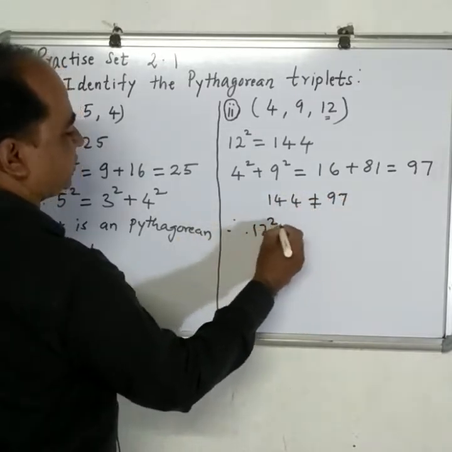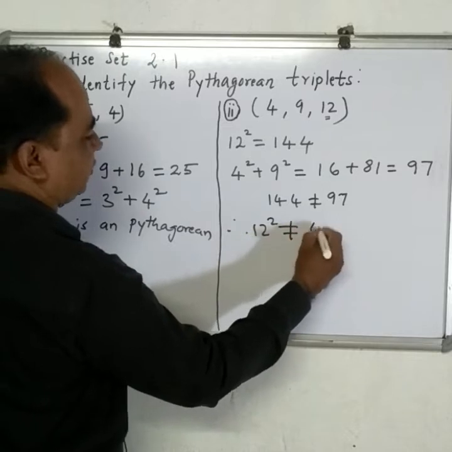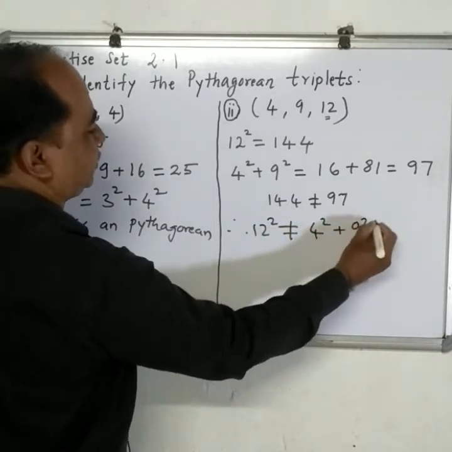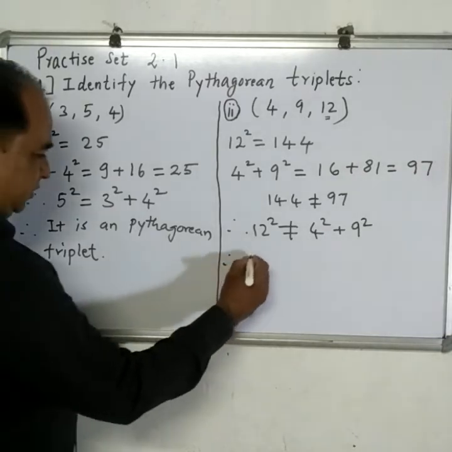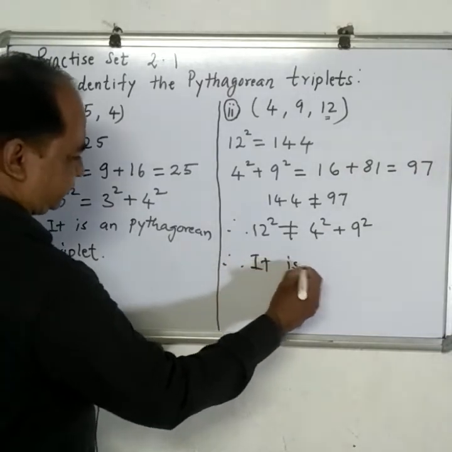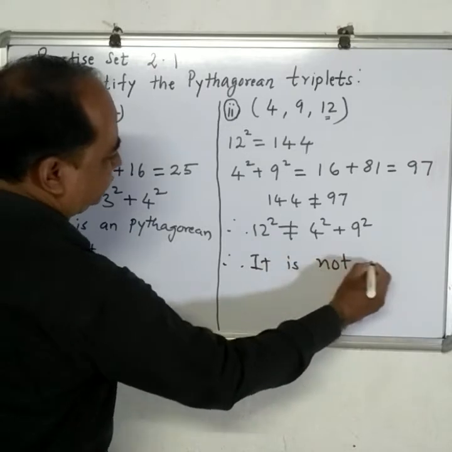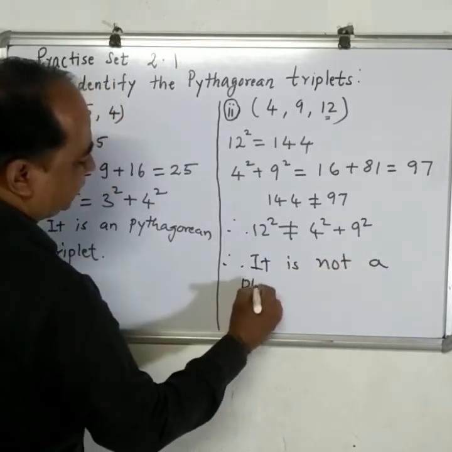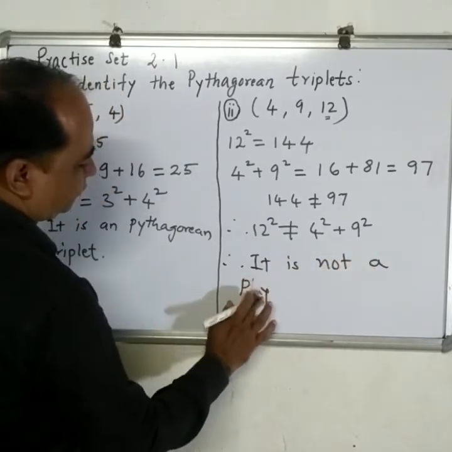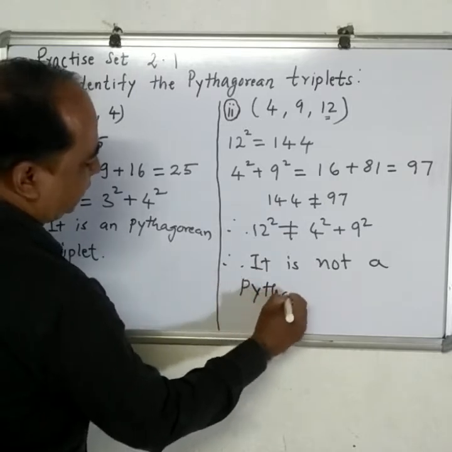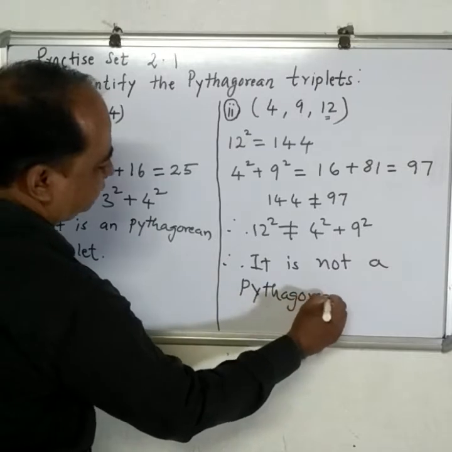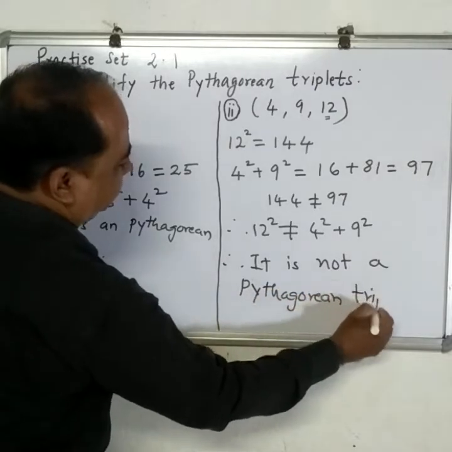Therefore, the square of the greatest side is not equal to the sum of the squares of the remaining two sides of the triangle. Therefore, it is not a Pythagorean triplet.